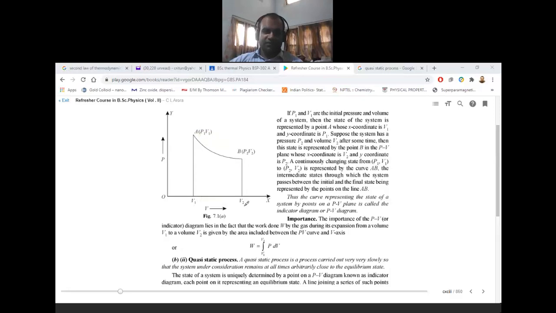So in such a PV process, which quantity gives you the work done? The area included by the PV curve and the V axis. This is the PV curve and this is the V axis, the volume axis. I have to cover this whole portion, but I don't know if I can cover it or not.